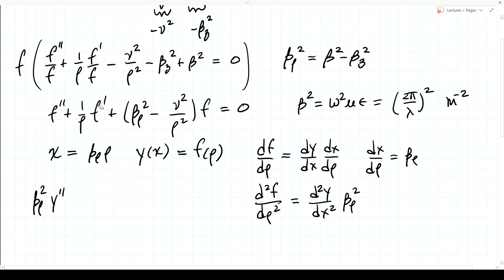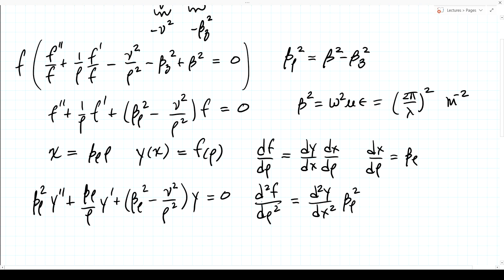And of course, the primes for f mean derivative with respect to rho, and the primes for y mean derivative with respect to x. The first term becomes beta rho squared y double prime. And then we have f prime is beta rho times dy dx, or times y prime. So that would be plus beta rho over rho y prime plus beta rho squared minus nu squared over rho squared. And f becomes y. Now there's a new differential equation in terms of this variable y.